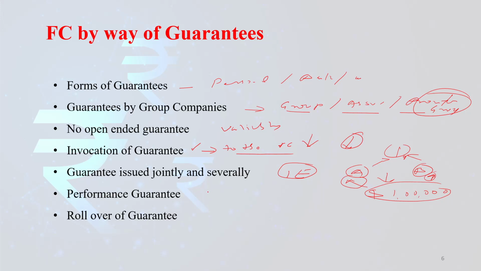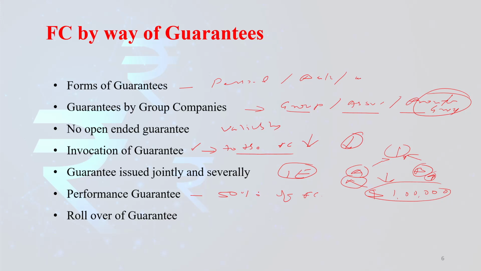And next is performance guarantee. In case it is a performance guarantee, then 50% of the guarantee amount will be considered as financial commitment. This is a special provision in case of performance guarantee. So 50% of the amount of the guarantee will be considered as financial commitment.